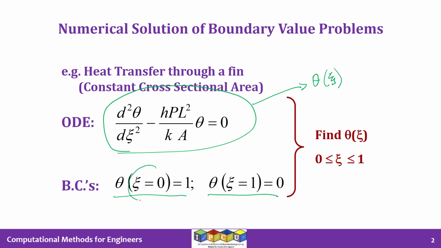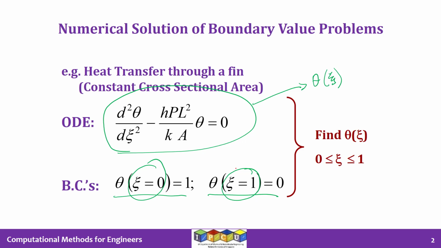One condition is given at psi equal to 0, and the other condition is given at psi equal to 1. Therefore, this becomes a boundary value problem because the conditions required to solve the problem are given at two different locations of the independent variable.